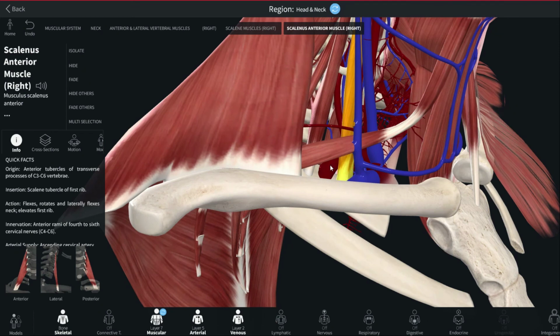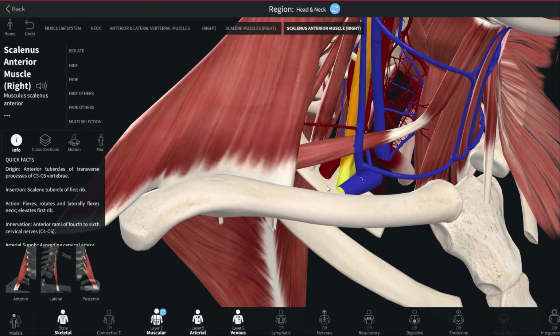So the subclavian artery will pass behind scalenus anterior over the first rib, just like this, as you can see. This is the first rib. And the subclavian vein will pass in front of the scalenus anterior, also over the first rib, as you can all see.